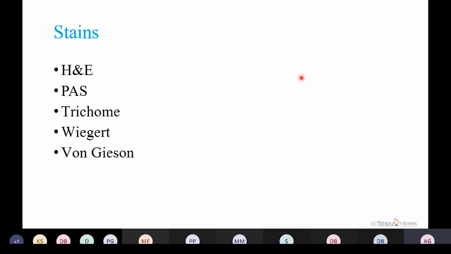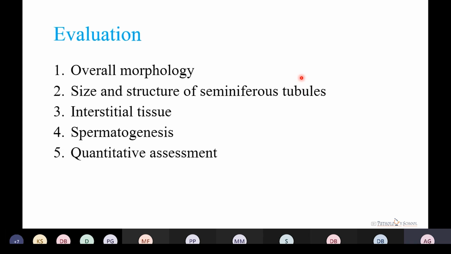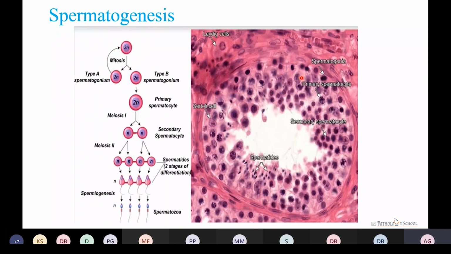The stains which are used for examination of the biopsies are hematoxylin and eosin, periodic acid Schiff, trichrome, Verhoeff, and van Gieson. While evaluating the biopsy, these are the parameters which we look for: overall morphology of the testes, size and structure of the seminiferous tubules, the morphology of the interstitial tissue, spermatogenesis in each and every seminiferous tubule, and quantitative assessment of the cells.